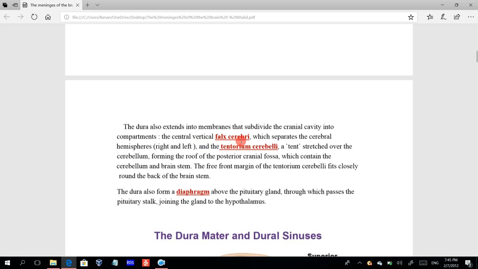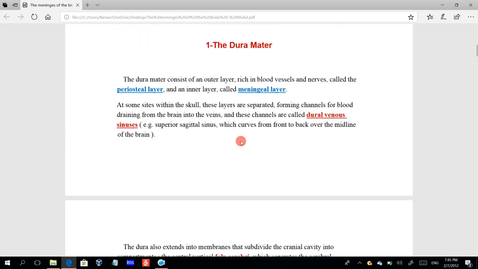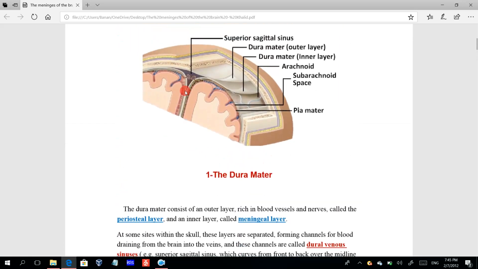Here in this picture you can see this extension as a membrane separating the right hemisphere from the left hemisphere. This is one of the extensions of the dura mater, and of course we have other membranous extensions of the dura, but this one is called the falx cerebri.